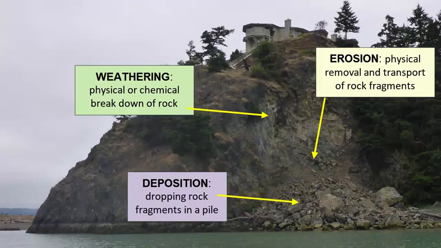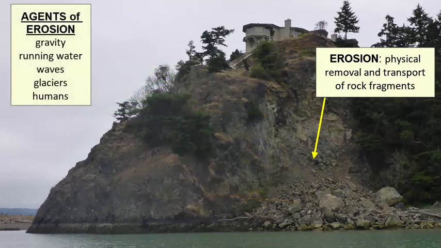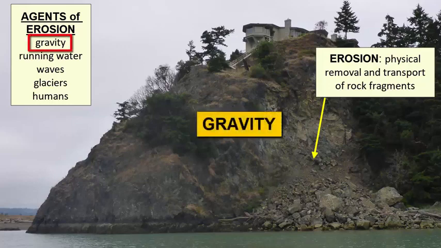The dropping of rock into a new location is called deposition. In the next few video tutorials, we will focus on various agents of erosion, such as gravity, running water, waves, glaciers, and humans. For this video tutorial, we will discuss the erosional agent of gravity.